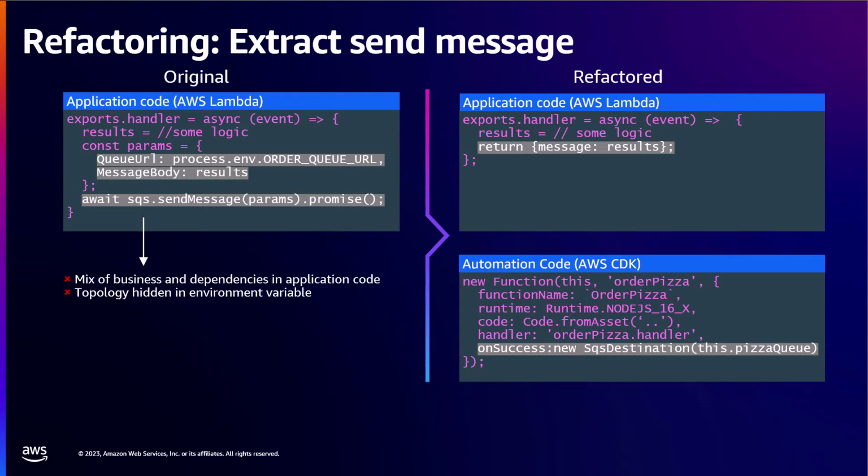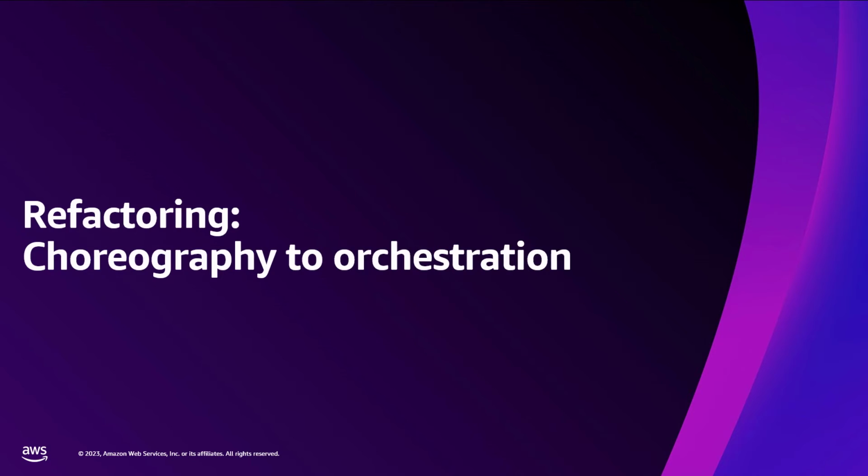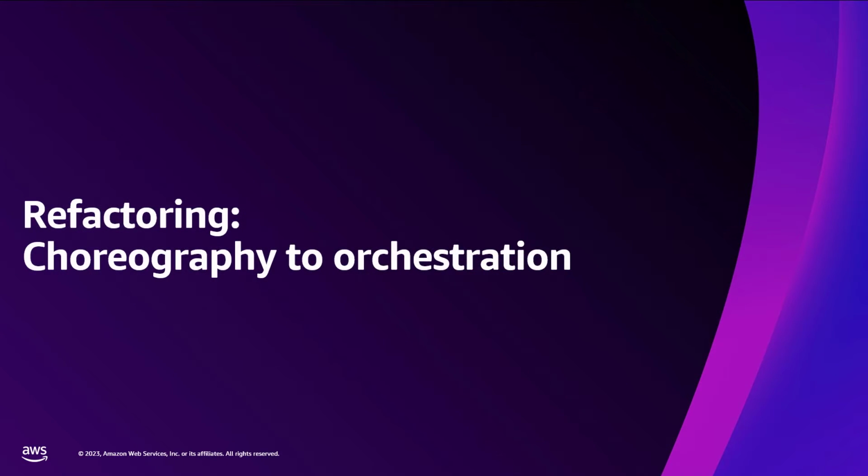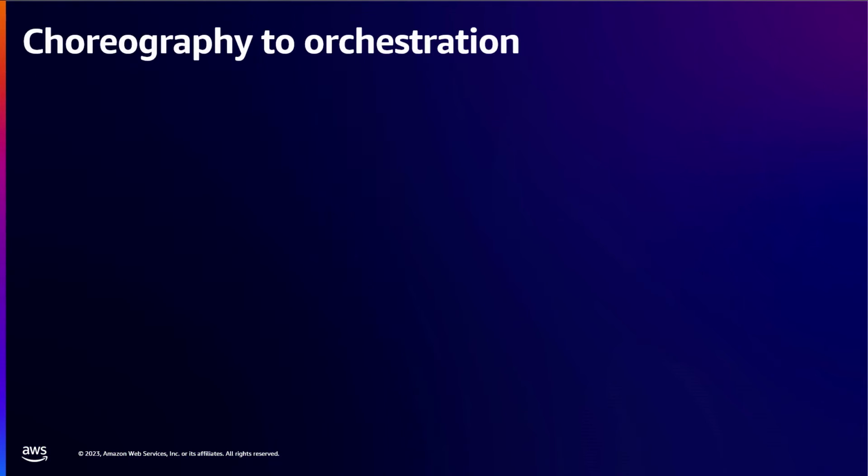On the top is now the refactored application code. It's using Lambda destination. Lambda destination is a feature by which Lambda runtime can send the function's result to another AWS service like SQS, SNS, Event Bridge, or even another Lambda function. And all of this without writing application code.